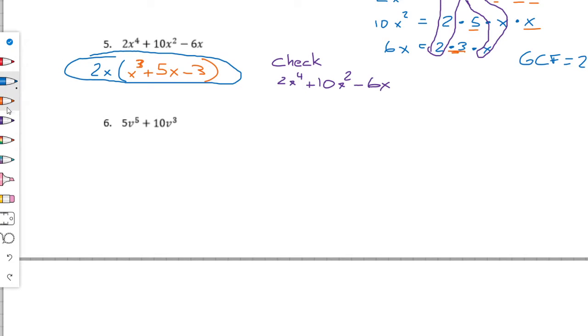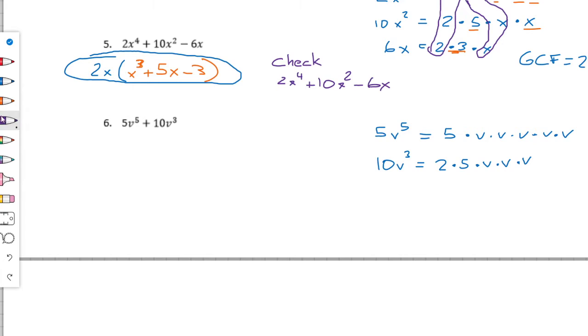All right, next one. So I'm going to write out my terms right here to the right. And eventually you won't even need to write out the terms anymore. You'll be able to just do them in your head. So just to write out these terms, we just have 5, then we have v times v times v times v times v. And then for 10v cubed, we have 2 times 5 times v times v times v.